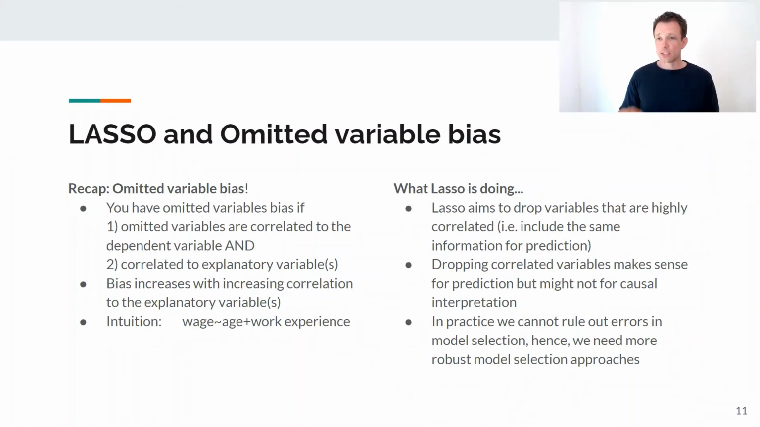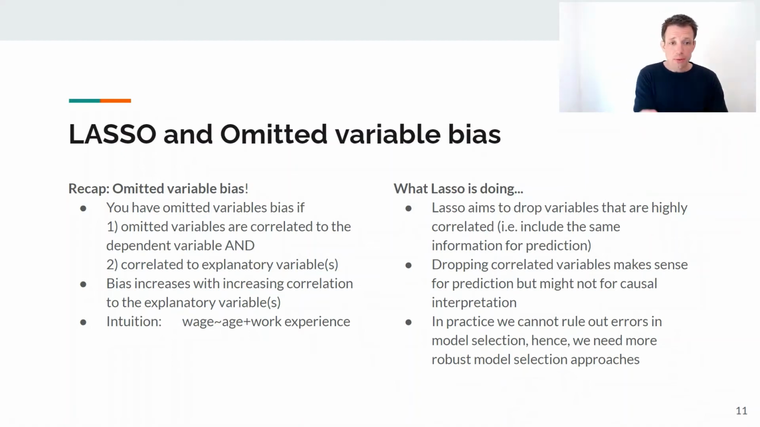But as soon as you want to interpret your coefficients in a causal manner, you need to worry about omitted variable bias. And because that is what we usually do in econometrics, omitted variable bias is so important in econometrics. Okay, so let's have a short recap on what omitted variable bias is. You have discussed that in the last lecture.